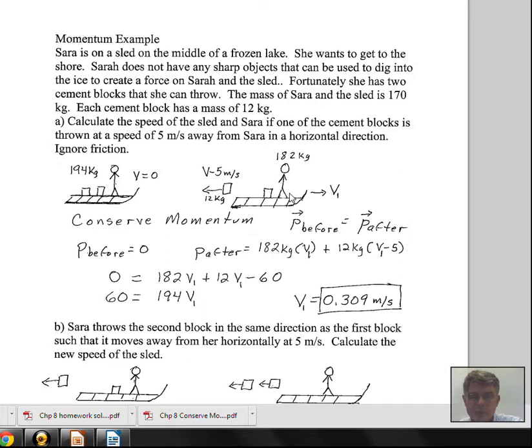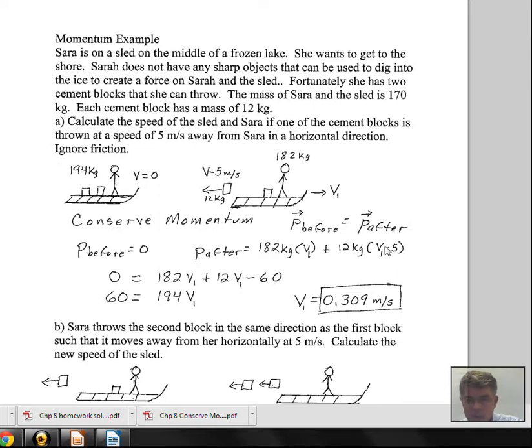Why does the sled move? Well, Sarah has created an object with momentum going to the left in this diagram. To conserve momentum, we have to have some velocity off to the right. So the momentum before the event takes place will equal the momentum after the event takes place. Before, the sled was at rest, so there is zero momentum before the event. After the event, we have 182 kilograms with velocity v1. We have 12 kilograms with velocity v1 minus 5.